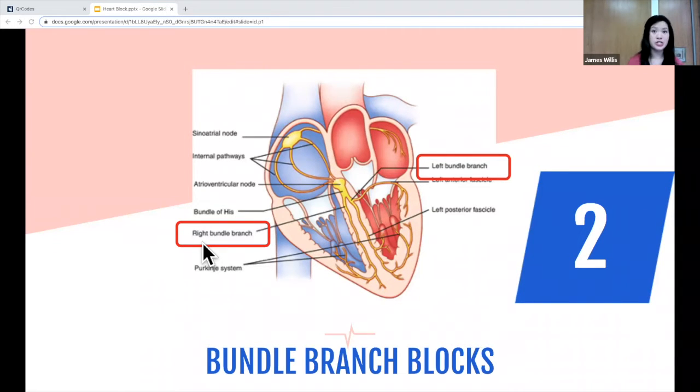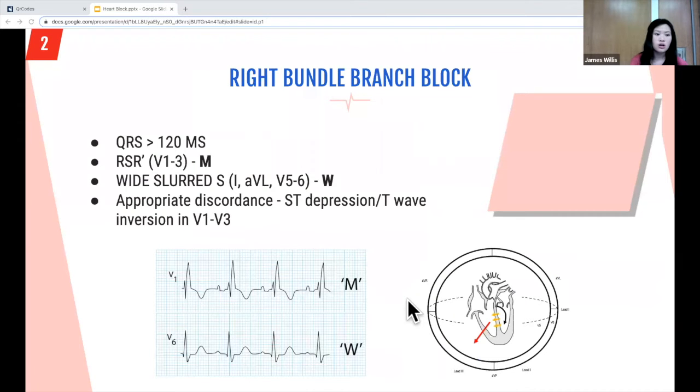I'll talk about the bundle branches next. We're going to go to the right bundle branch and the left bundle branch. All right. So for the right bundle branch, basically the EKG criteria is a QRS greater than 120, and then you have this RSR prime, a wide slurred S, and then appropriate discordance.